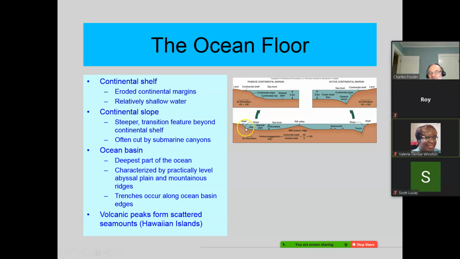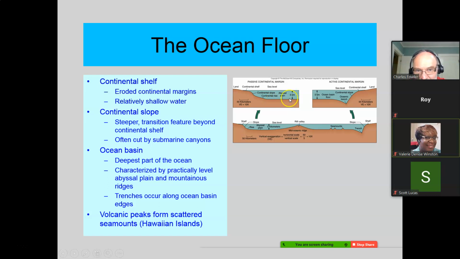Now, further out, you get what they call the ocean basin. That's the actual bottom of the ocean, way out in the deep. And now they say the deepest part of the ocean. I tend to kind of disagree with that a little bit. The ocean basin is very deep, for sure, okay? And that's what they're sort of talking about here.